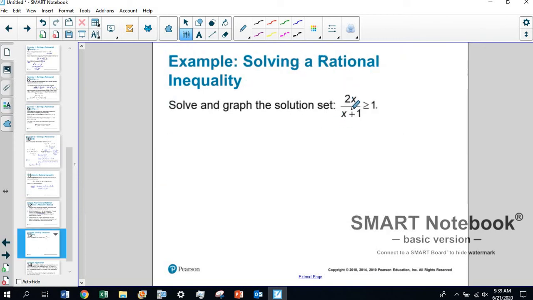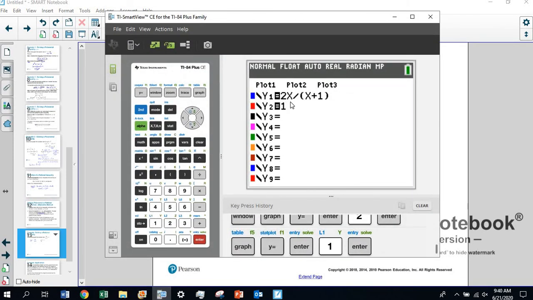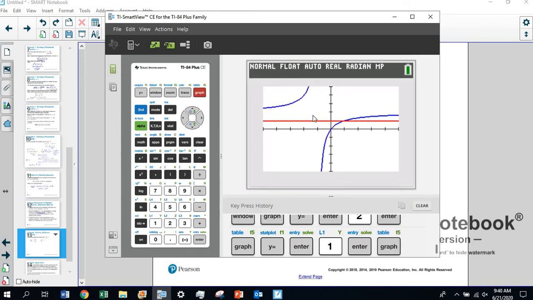Here's a rational inequality: 2x over x plus 1 is greater than or equal to 1. We're going to call our first function 2x over x plus 1, and our second function just 1. We plug those into our calculator. Here's 2x over x plus 1, don't forget the parentheses, and here's 1. If I graph it, the blue line is my first function and the red line is my second function. You'll notice that they cross each other here, and they disappear here.